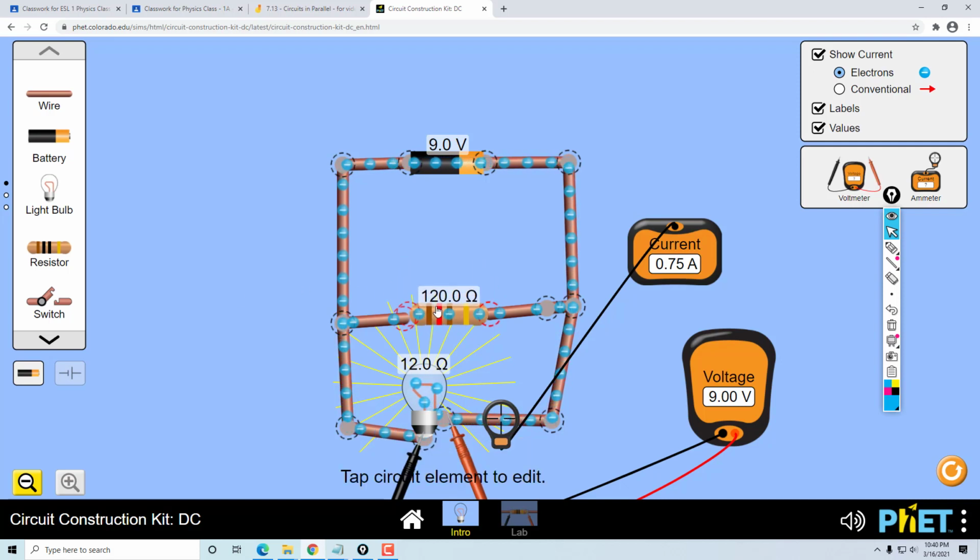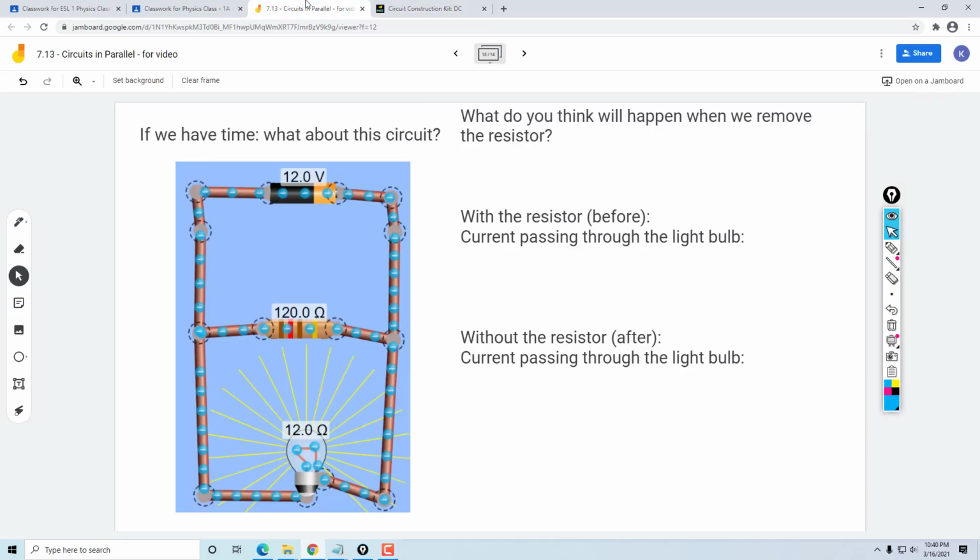Let's see. Nothing changes. As you see, the current and the voltage for this light bulb stays the same. Why? Because each component uses voltage from the battery independently. So putting a resistor here will not affect this part of the circuit. And that's it.